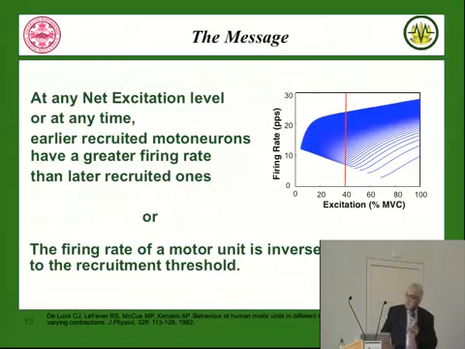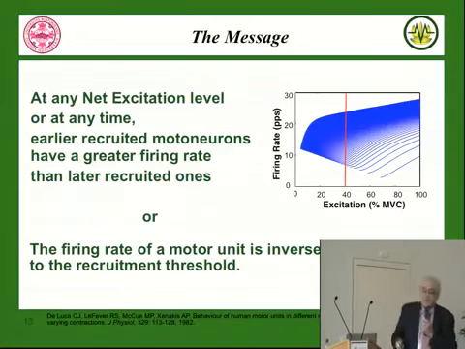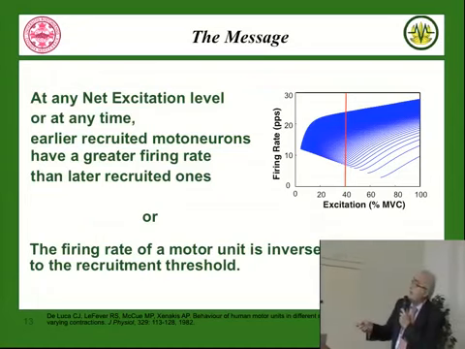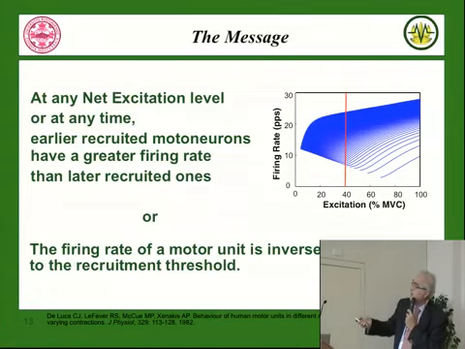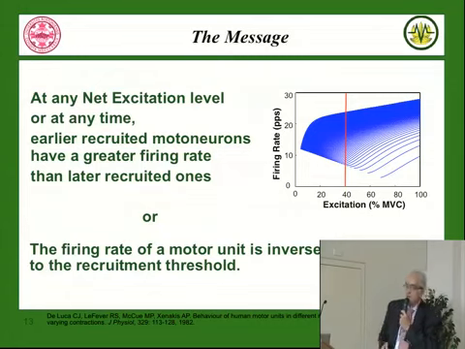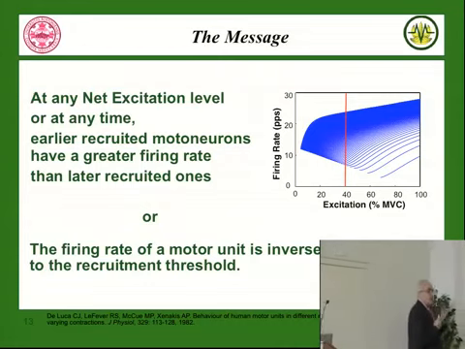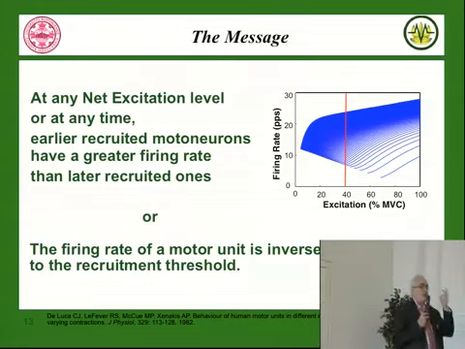What is important about this, here's the important one. At any excitation level, at any force level, and at any time, earlier recruited motor units have greater firing rates than later recruited motor units. Pick any point on here, and that is true. Or the firing rate of a motor unit is inversely proportional to the recruitment threshold. The ones that start highest, and so forth.